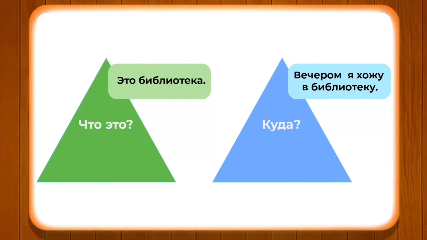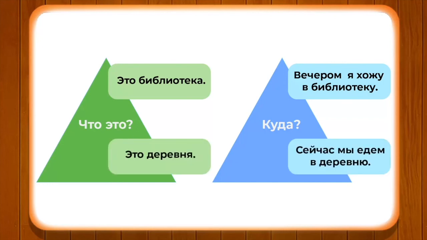In case of the second sentence, we have что это? Это деревня. Сейчас мы едем в деревню. So the ending of the noun, which is of feminine gender and ends with -я, changes into -ю. Деревня changes into деревню. Куда? Деревню. Куда он ходит? Он ходит в деревню. Куда мы едем? В деревню. Сейчас мы едем в деревню.